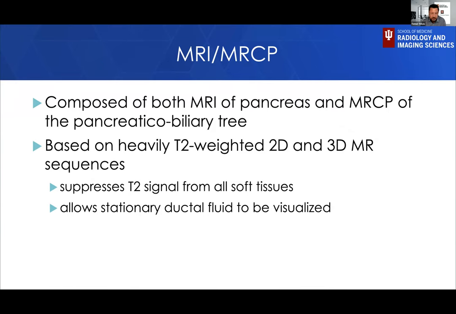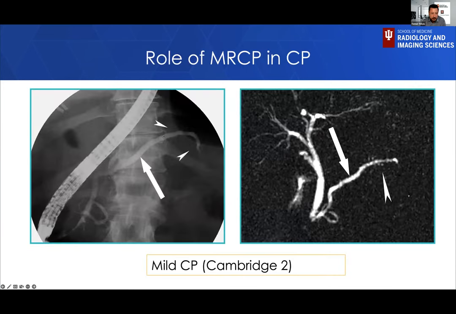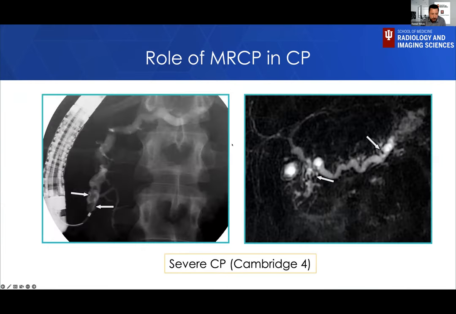MRCP is also a T2-weighted image with suppression of the T2 signal from all the soft tissues and organs, letting us see the ductal anatomy only. On the left is a mild chronic pancreatitis, or Cambridge 2, patient with minor ductal ectasia. We can see the same thing in the same patient using the MRCP as well. The benefit of the MRCP is that it is a non-invasive procedure. This is a Cambridge 4 severe chronic pancreatitis case with a very irregular pancreatic duct with filling defects. We see the irregularity and filling defects with MRCP.